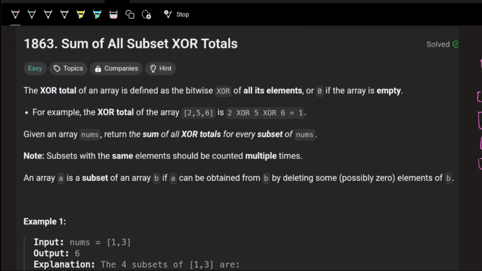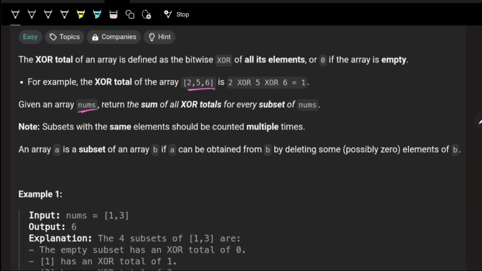Hello guys, today's LeetCode problem is the sum of all subset XOR totals. What the problem is saying is that we have been given an array, ARR or nums, and we have to return the sum of XOR of all its subsets. Basically, given the array, we have to take the XOR of all its possible subsets, and we have to return the sum of all XOR totals.